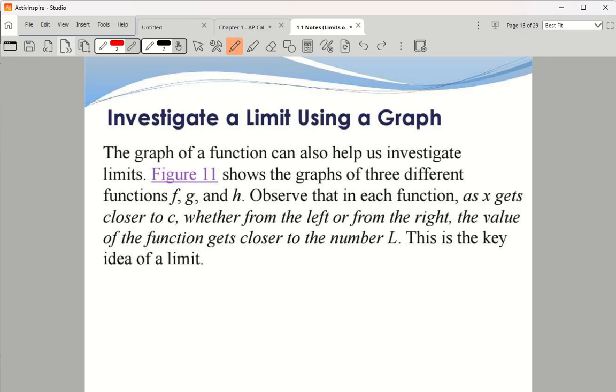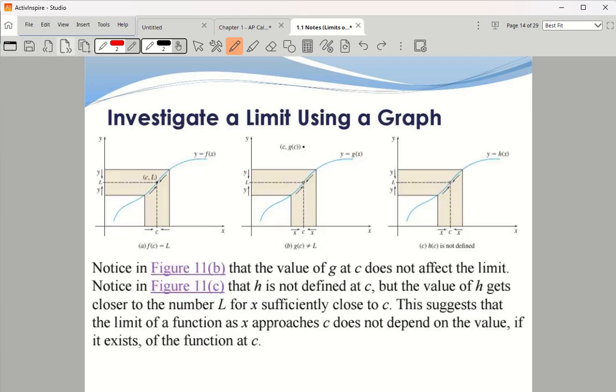Graphical function can also help us investigate limits. Show graphs of 3 different functions, f, g, h, and observe each function as x gets closer to c, whether from the left or right, the value of the function is close to a number. The L, capital L like this, refers to the limit. This is the key idea of a limit. So, this is what I said. For a limit to exist, both sides have to go to the same number. So on this right here, this is f of c. This one is a solid dot right there.